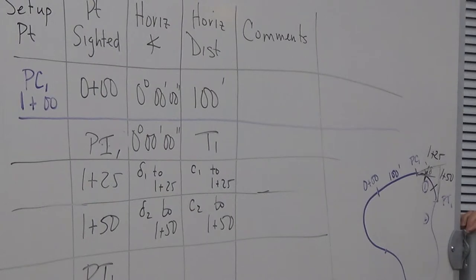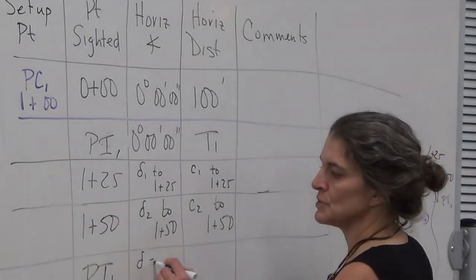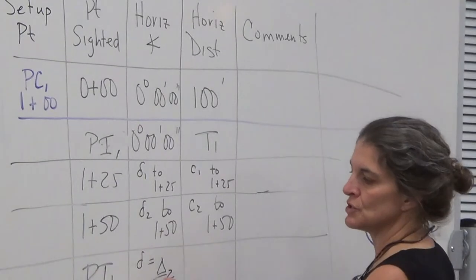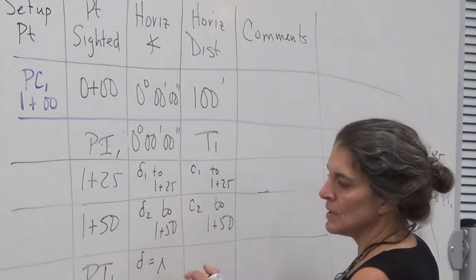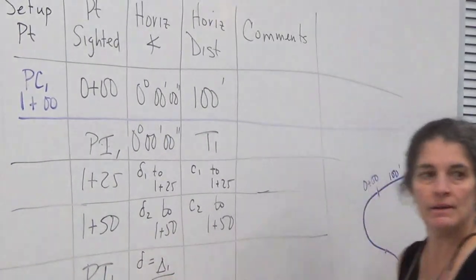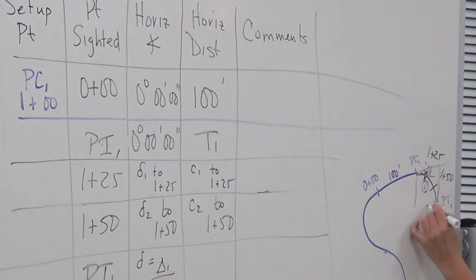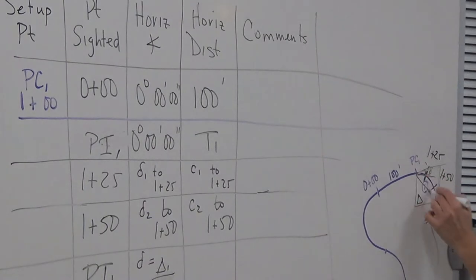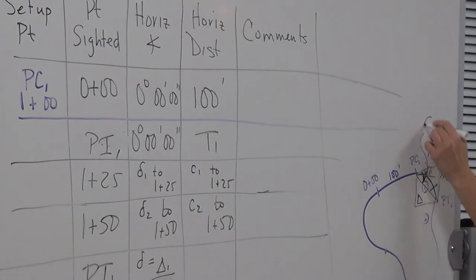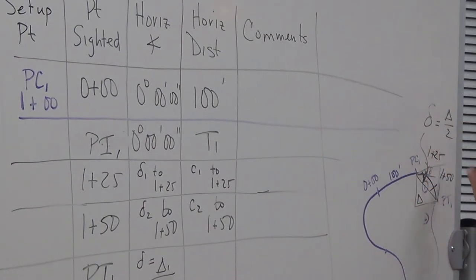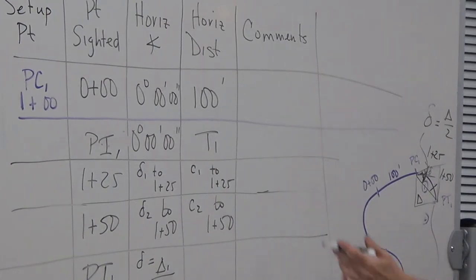Okay, so now I'm gonna sight in on the PT1, and the deflection is gonna be what? Deflection is equal to delta 1 over 2, right? It's the interior angle here, here's delta 1, it's half, this right here is the deflection angle, which is delta 1 over 2. And then what is the horizontal length? It's the chord length.